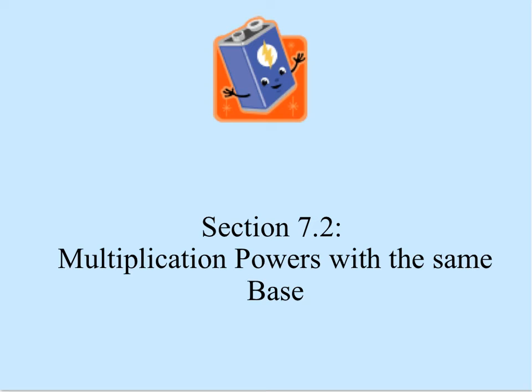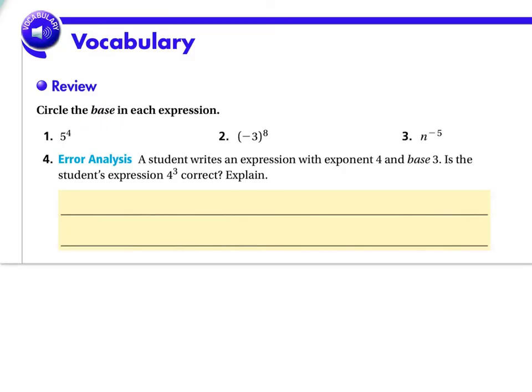Algebra 1, Chapter 7, Section 2, Multiplication of powers with the same base. We want to circle the base in each expression. Now, each of these expressions has two parts, a base and an exponent. So to circle the base, we want to circle the 5. We want to circle the -3, and we want to circle the n.